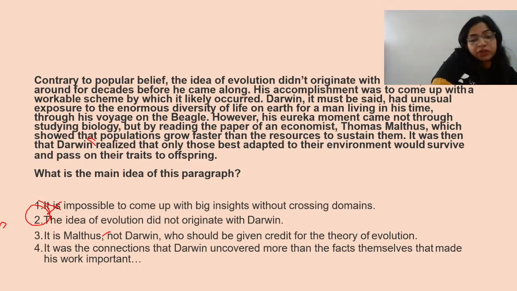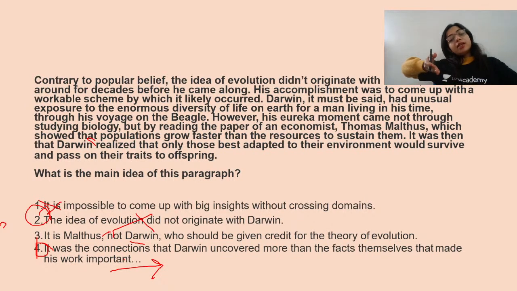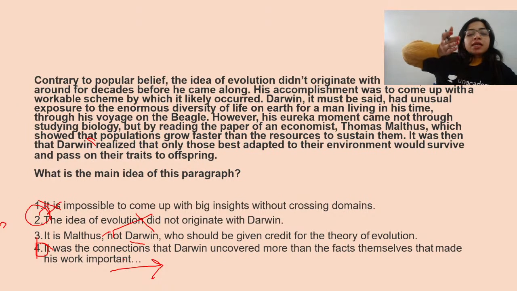The main idea: it was the connections that Darwin uncovered more than the facts that made his work important. So this is a more substantial idea. Let's see 2 and 4. The idea did not originate with Darwin. One is a statement, one is a part. But the main idea of the writing is that evolution did not originate with Darwin, but it was the connections that Darwin uncovered and not the facts that made his work important.